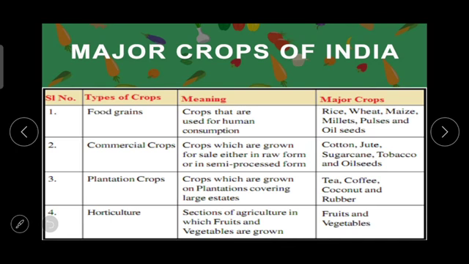It also includes commercial crops, crops which are grown for sale either in raw form or in semi processed form, which include cotton, jute, sugarcane, tobacco and oil seeds. Then the plantation crops, crops which are grown on plantations covering large estates, for example tea, coffee, coconut and rubber. Then horticulture, the section of agriculture in which fruits and vegetables are grown. So, here fruits and vegetables are important.